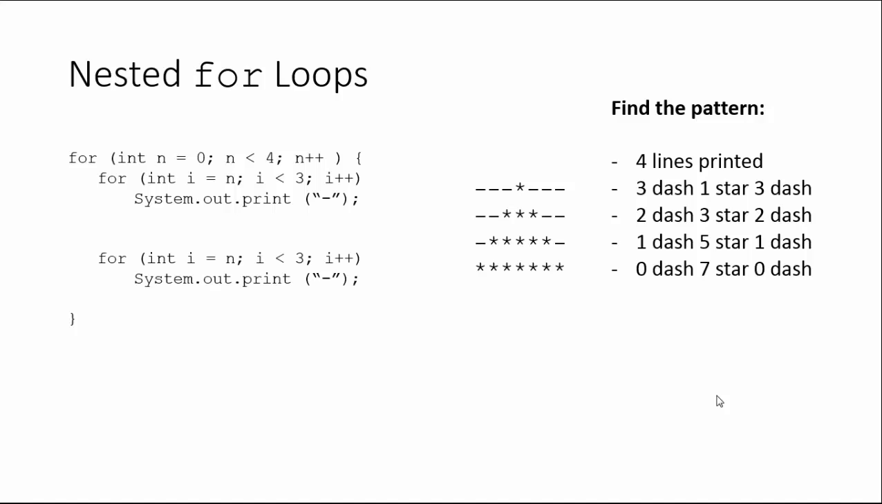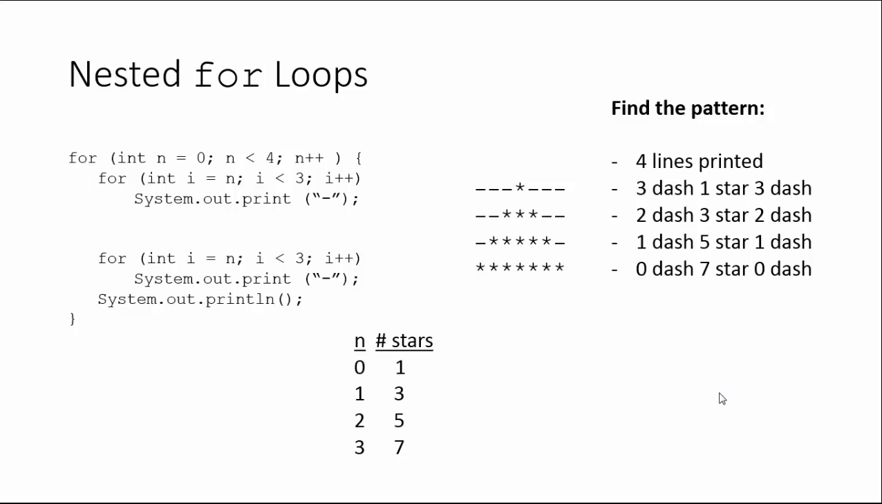Now let's look at the pattern for creating the stars. To do that, I've created a chart. So when our outer loop n is 0, I'm going to print 1 star. The next time we go through the loop, n will be 1, and I'll print 3 stars. And then when n is 2, I'll print 5 stars, and then when n is 3, I'll print 7 stars.